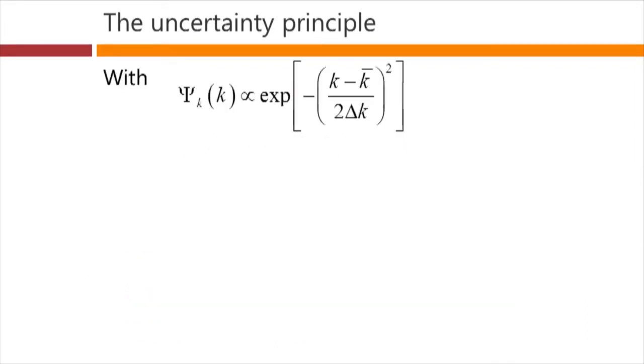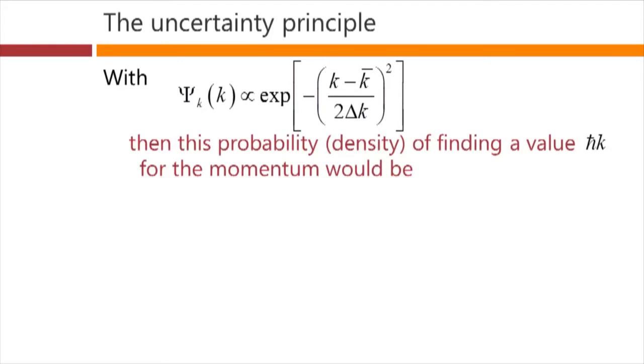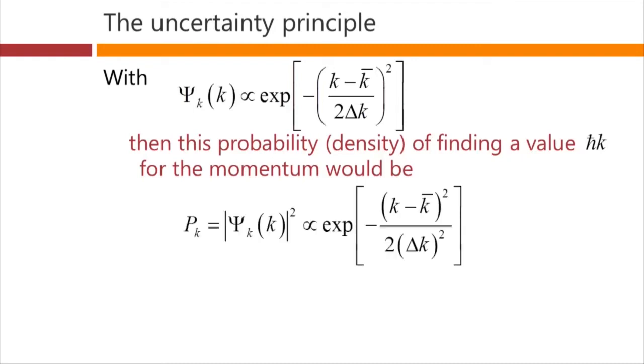Now, with this expression here, these set of amplitudes, then this probability density of finding a value h bar k for the momentum when we do some measurement would be, as we said, this modulus squared of this amplitude here, and that would be proportional to this exponential here. Note a slight difference. The 2 was inside the squared here. The 2 is now outside the squared here because in taking the square, we've multiplied by 2 on the top line. So that's cancelled one of these 2's down here, leaving just one of them.